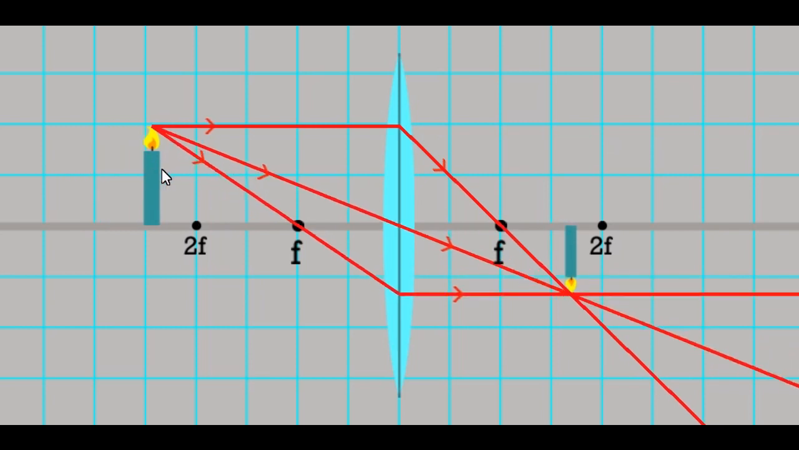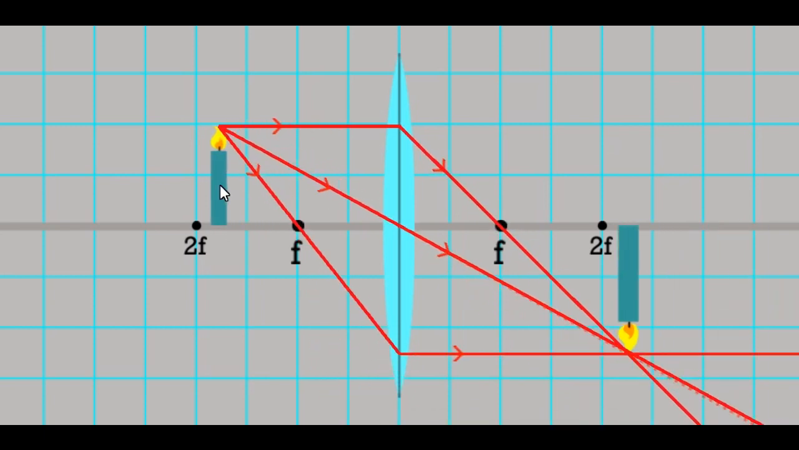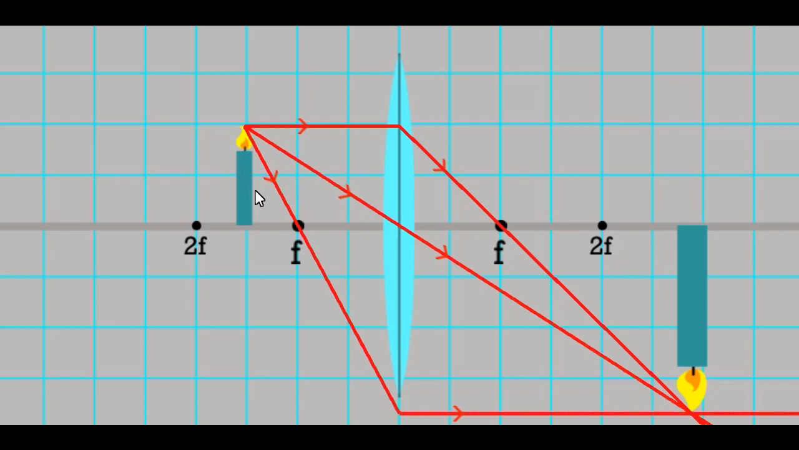Now let's take this object between 2f and f. If we keep the object like this, as you can see, the image is formed beyond 2f. It is inverted, real, and the image which we have got is magnified. So when we keep the object between 2f and f in front of a convex lens, we will get the image beyond 2f and the nature is real, inverted and magnified.